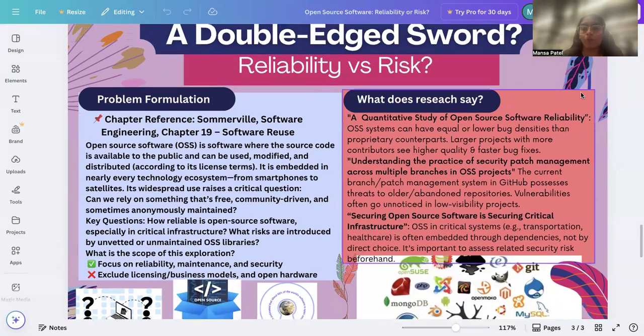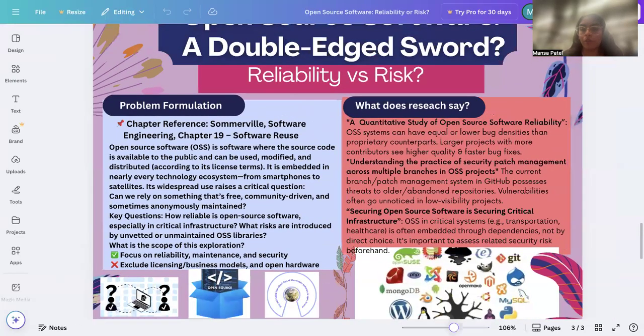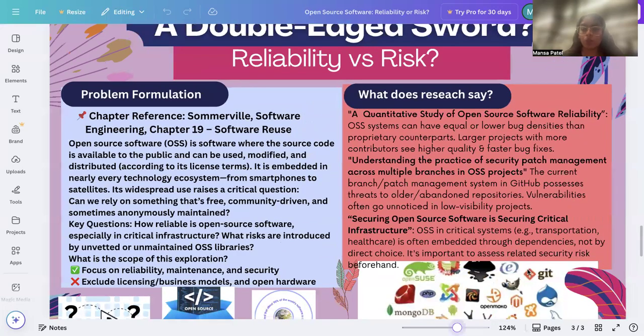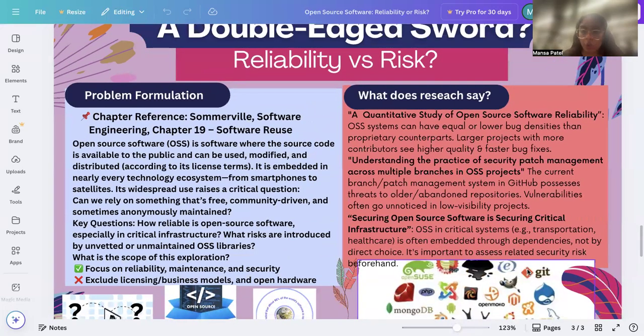For my research analysis, I went through 3 research articles. The first one mainly highlighted bug densities across different OSS systems. It focused on how some of the large projects might have higher quality code and faster bug fixes, even though they might have equal or lower bug densities than other repositories.